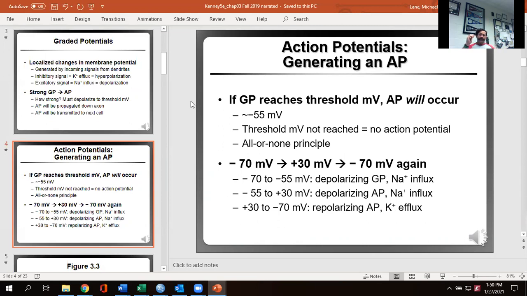Now, this is going to be because of sodium going into the cell, much more rapidly, and then potassium going out. And this is going to occur in just a matter of milliseconds.